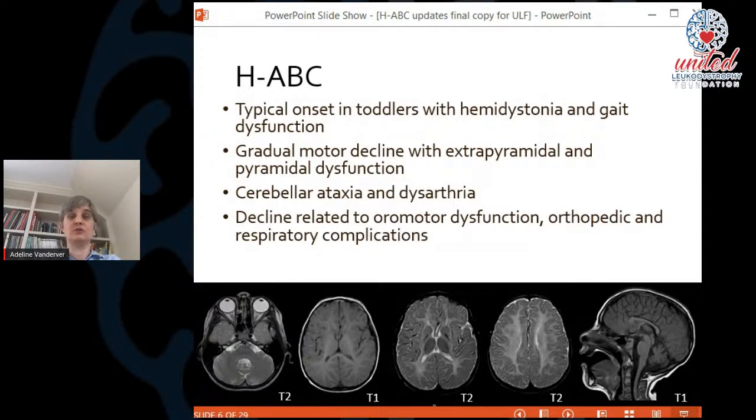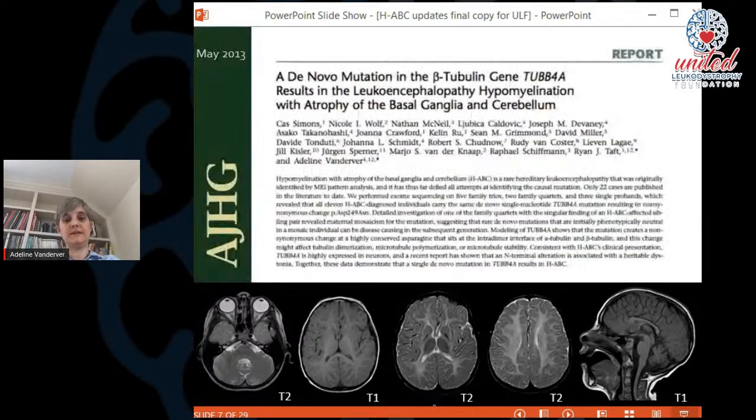And over time, those children would suffer from some gradual decline in their abilities and would often have difficulties with losing the ability to walk or losing the ability to walk with support, and also have something called dysarthria and ataxia, which means unsteadiness, and also difficulties with fully being able to pronounce words. And so this is the paper identifying the mutation for TUBB4A.